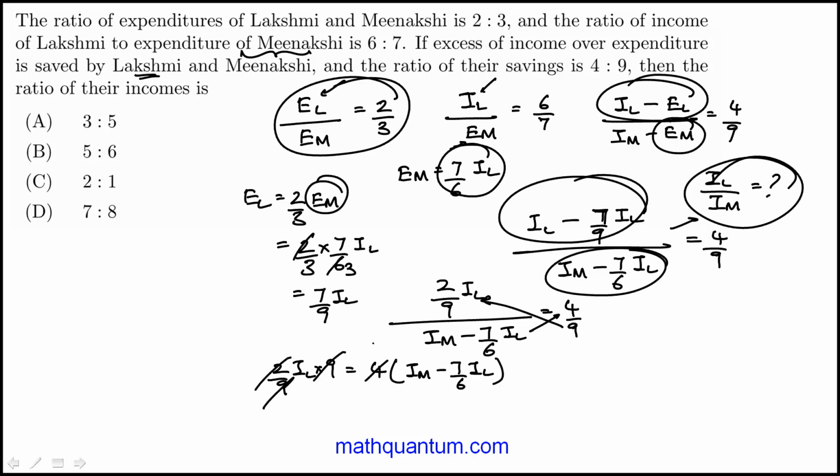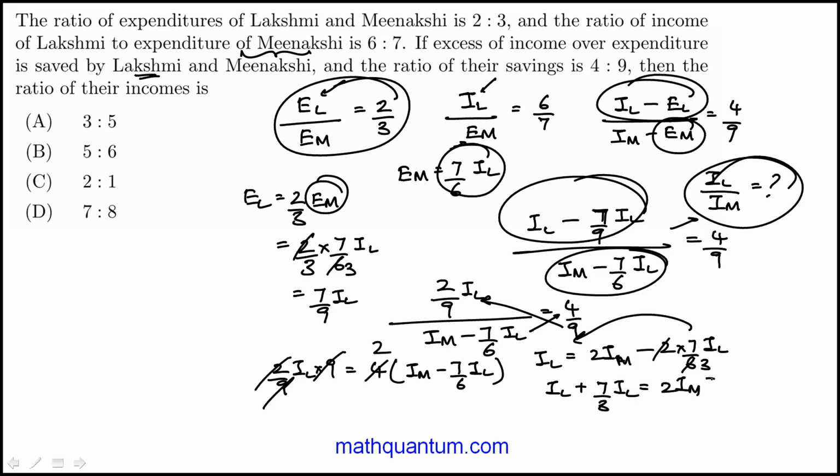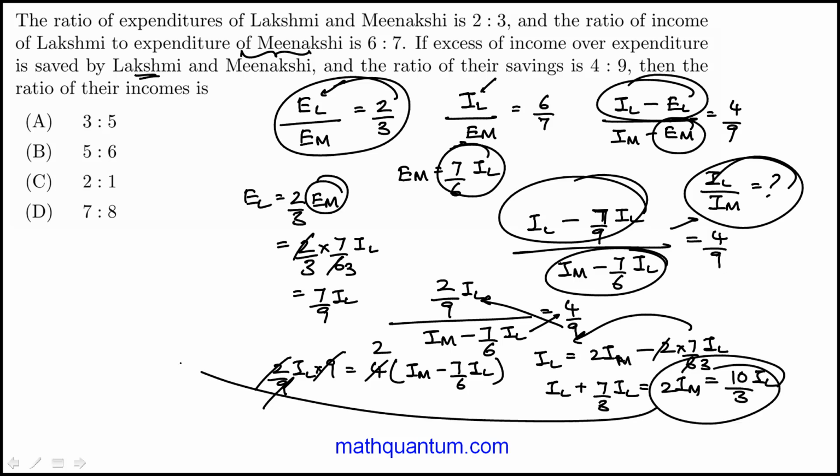That drops out. That becomes 2. So I get I sub L is 2 I sub M minus 2 times 7/6. So yeah, it kind of is a little messy. Then this goes to the other side. And then that becomes 10/3 I sub L. I'm going to take that here. That means I sub L over I sub M, that's what we need, would be 2 times 3 over 10.